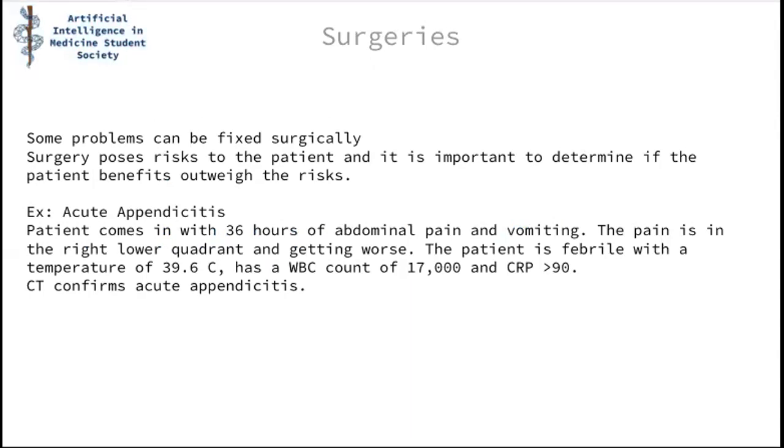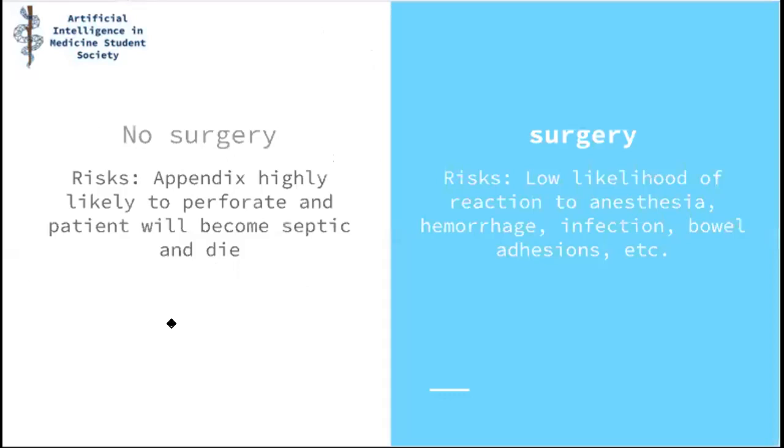So an example would be acute appendicitis. So if a patient looks like they're really sick, and based on all of their clinical presentations and all of the signs and all of their investigation results, if it looks like their appendix is going to burst, they're probably going to die. So the benefit of getting an appendectomy, a surgery to remove the appendix, is favorable in this case. So no surgery, they'll probably die. Surgery, they might have some reaction to the anesthesia, they might hemorrhage, they might get an infection, but all of these risks are quite low considering the fact that they might die if their appendix bursts.